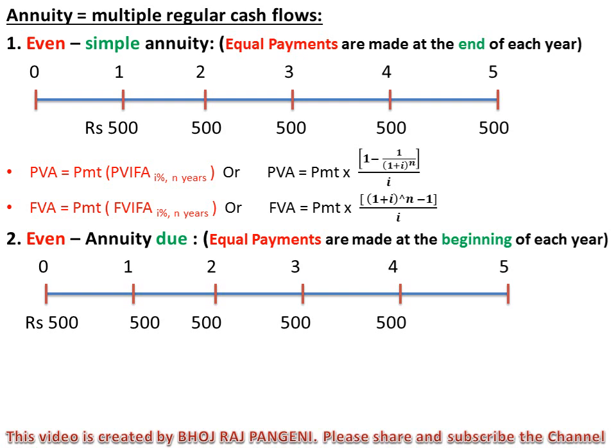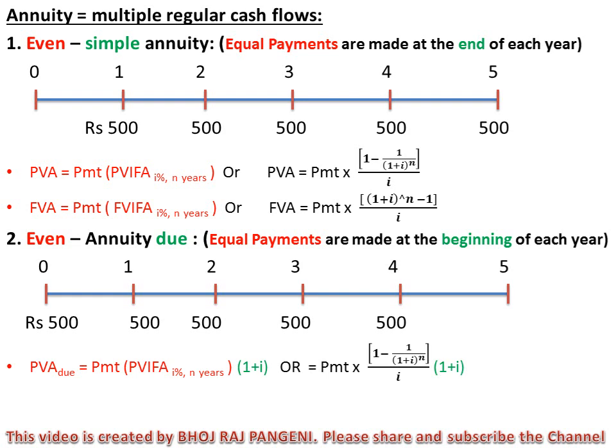Have a look at the cash flow. 0 to 1 is our first year. 0 is the beginning of the year, 1 is the ending of year 1. So 0 to 1 is our first year, and payments are made at 0, that is called payments are made at the beginning of each year, so it is the annuity due. And look, the payment or the cash flow are equal, so this is even cash flow.